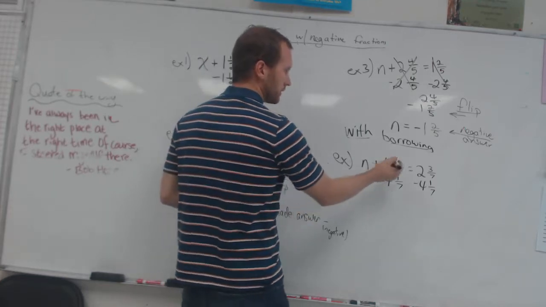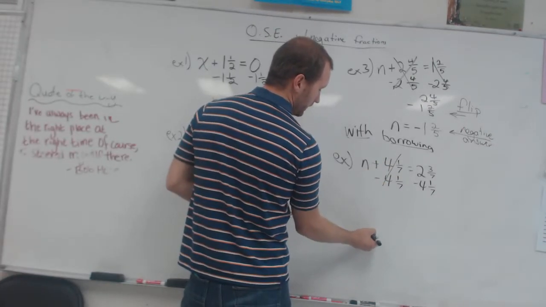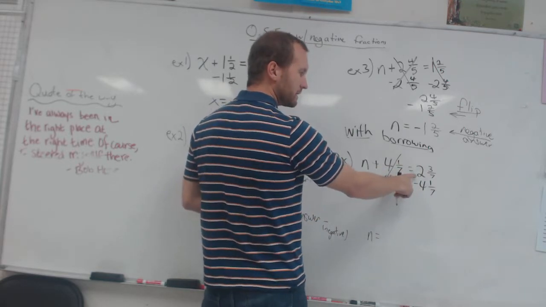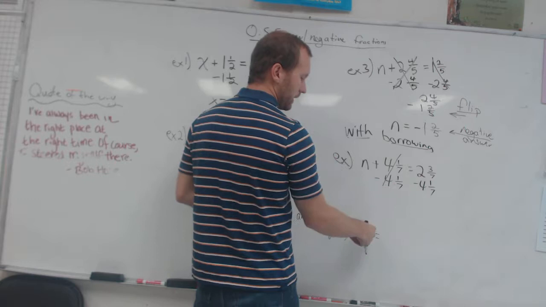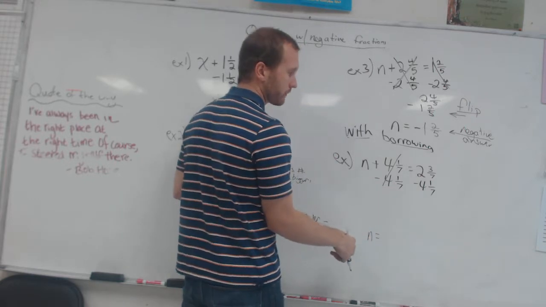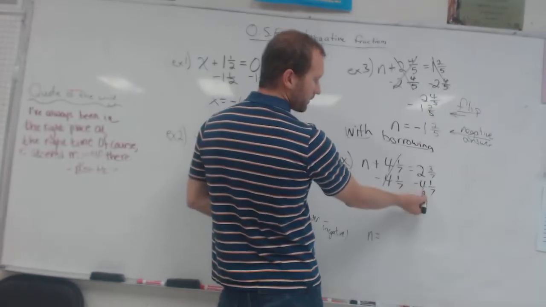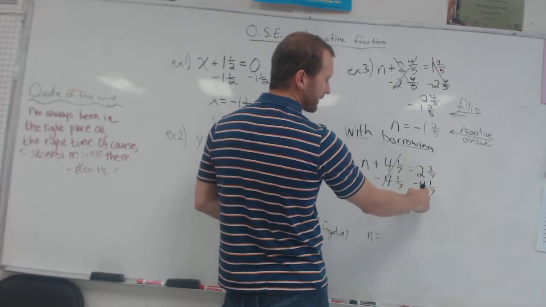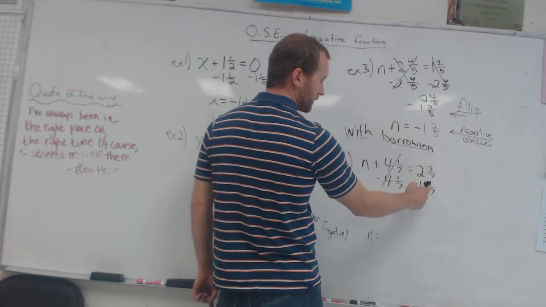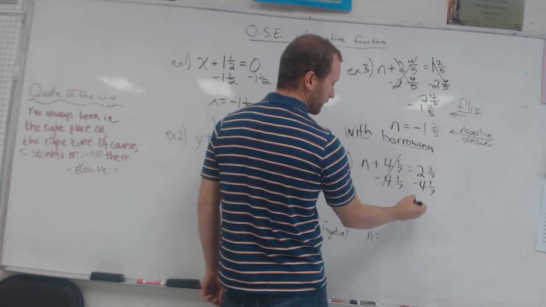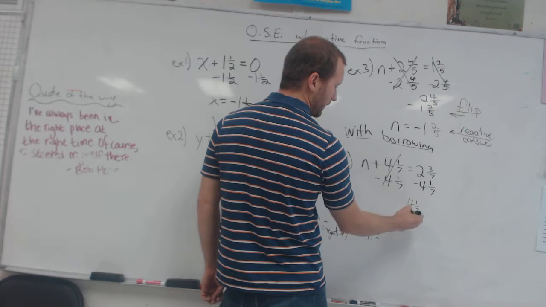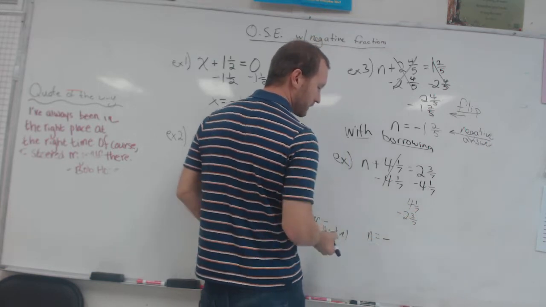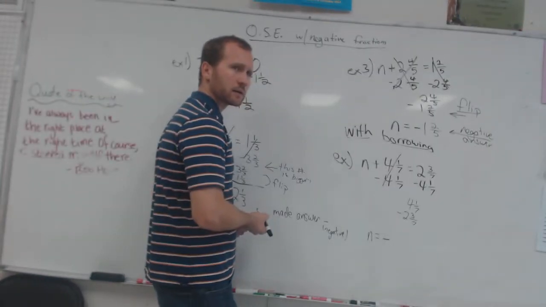Let's write that down. I'm going to have n equals, and when I see that these are negative numbers, which I can already see because I know 4 is bigger than 2, I'm going to leave myself a little extra room. Okay, so now this number is bigger than this number, right? 4 and 1/7 is bigger than 2 and 3/7. So I'm going to flip them. 4 and 1/7 minus 2 and 3/7. And when I flip them, I'm going to make my answer negative so that I don't forget to do that.